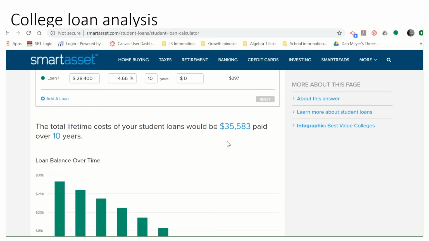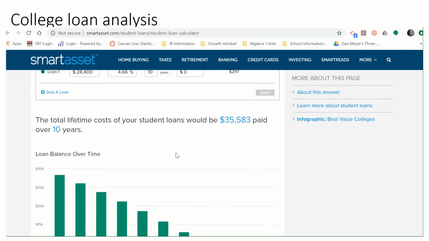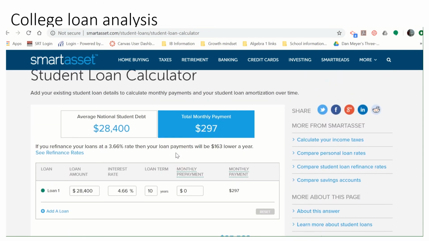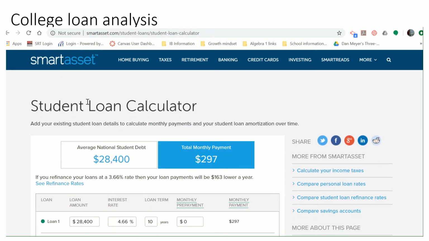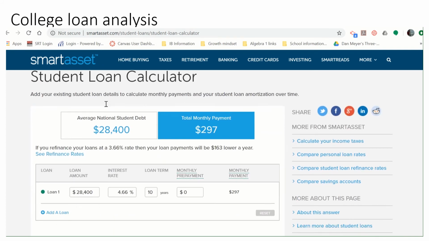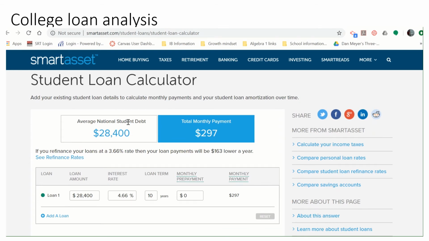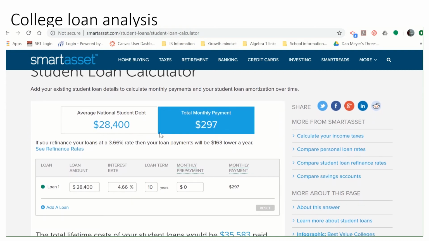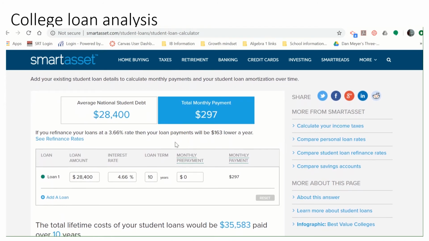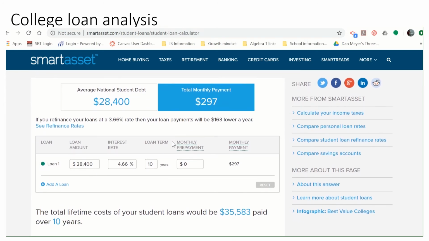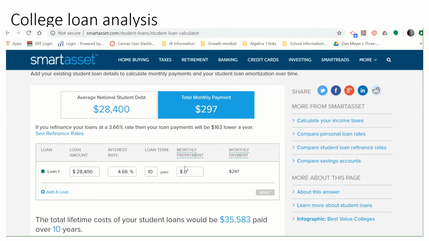So maybe a little more relevant for you guys right now is thinking about your college loans, and we've talked about this. So I just did a little search. There's all kinds of student loan calculators. This is one, and this is the average national student debt, which I think if you add up the loans you can get every year, this is the amount that students end up with for the most part. And then they will actually figure the payment.